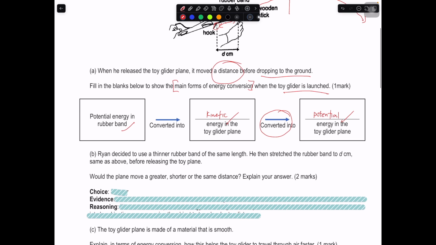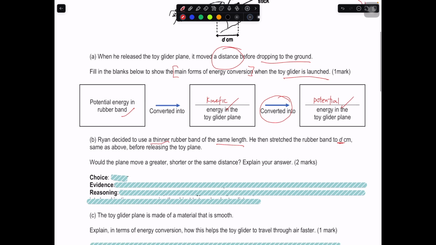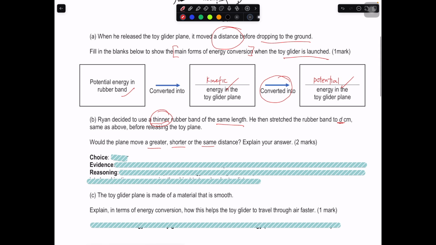Okay, so Ryan used a thinner rubber band of the same length. He then stretched the rubber band to d cm, a certain distance, same as above, before releasing. So would the plane move a greater, shorter, or same distance? If you have a thinner rubber band, you have to ask yourself, when you stretch to the same distance, would it have the same amount of potential energy or not?